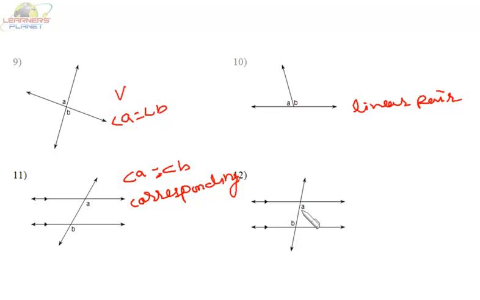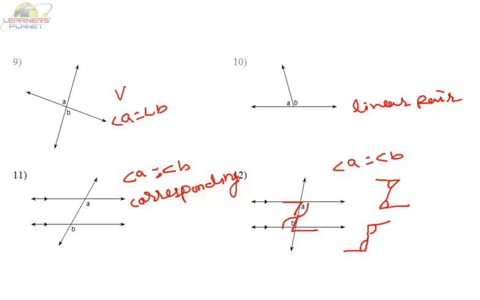Okay, here we see angle A and angle B lying on the opposite side of the transversal and both of them are lying in the interior of the lines. So we call them alternate interior angles. Okay, we see a shape of Z over here. So this angle will be equal to this angle. Just see over here, this angle will be equal to this angle and this angle will be equal to this angle. So angle A is equal to angle B and we call them alternate angles.